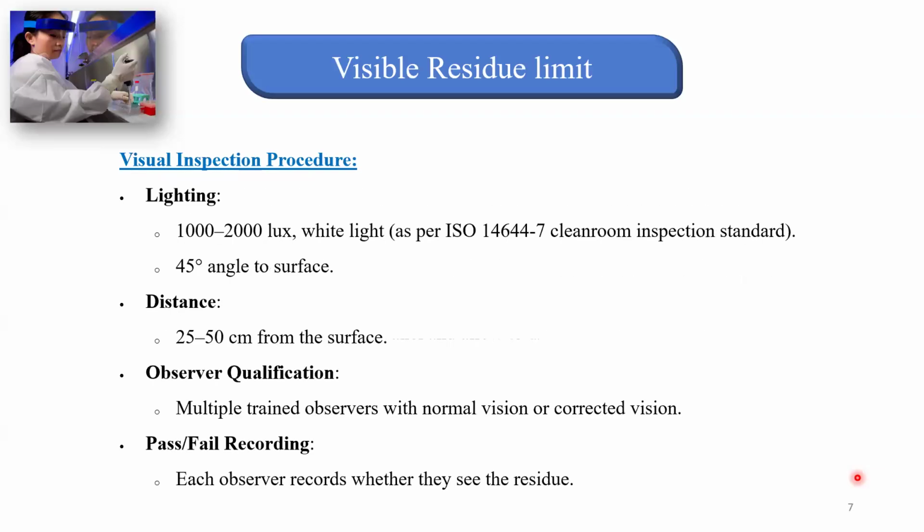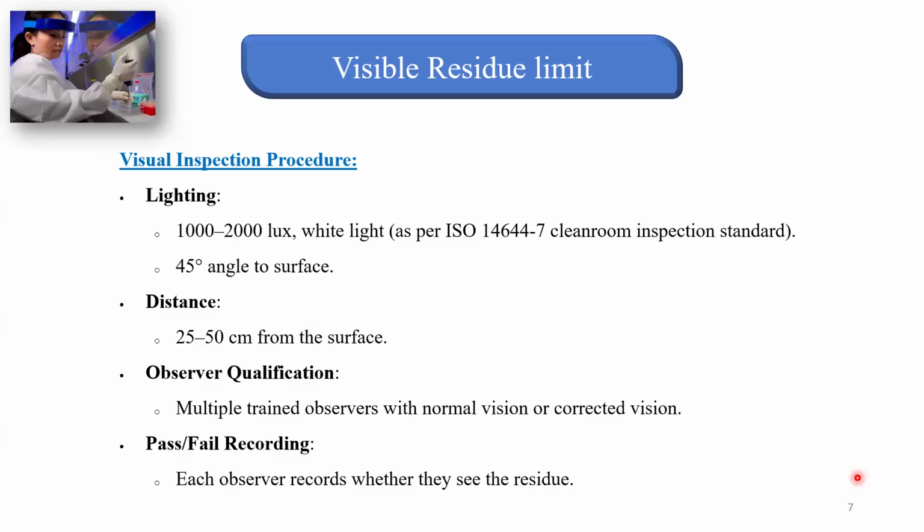Once the residue has been applied and dried, the next step is the visual inspection procedure, which is the core of the VRL study. First, lighting conditions must be standardized. Typically, white light with an intensity of about 1000 to 2000 lux is used, as recommended by cleanroom inspection standards. The light is directed at the surface at approximately a 45-degree angle to enhance visibility of residues. Next is the inspection distance. Observers usually inspect the surface from a distance of 25 to 50 centimeters, and this distance reflects normal vision inspection conditions under routine operations.